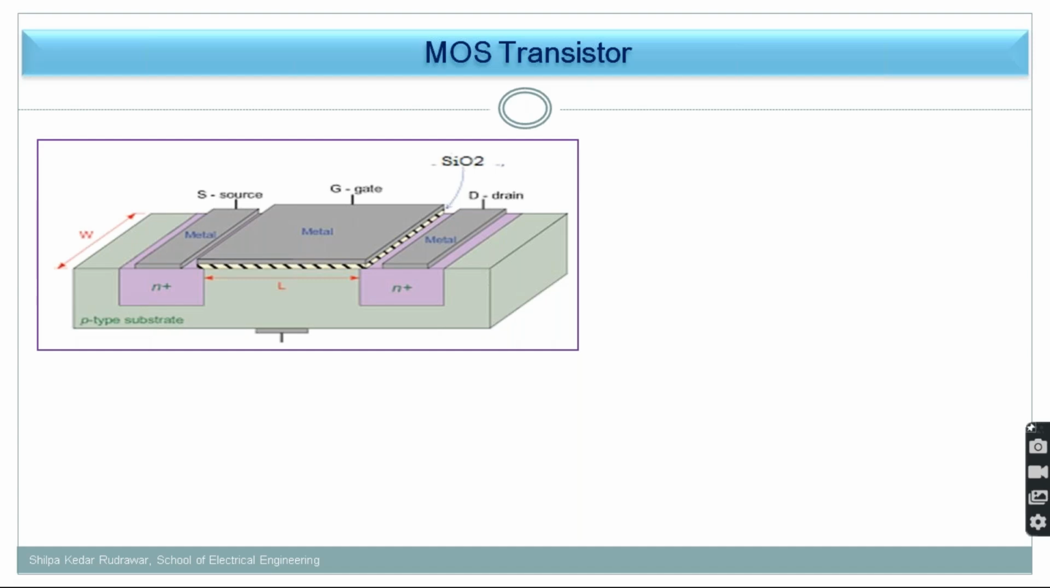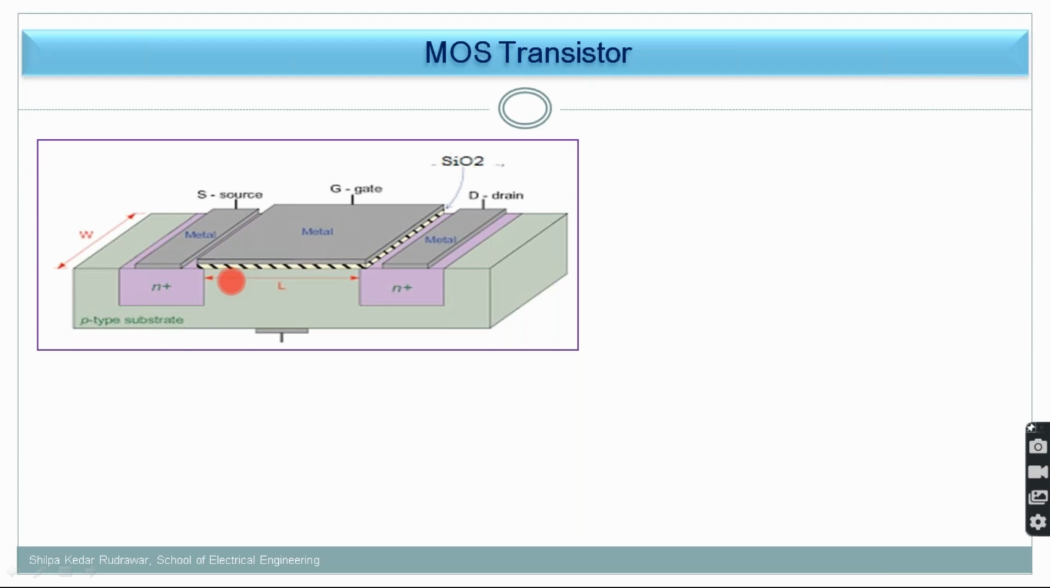Next, it is a unipolar device. What is meant by a unipolar device? The current flowing through this device is because of one type of charge carrier. You know there are two types of charge carrier. First is the hole and second is the electron.